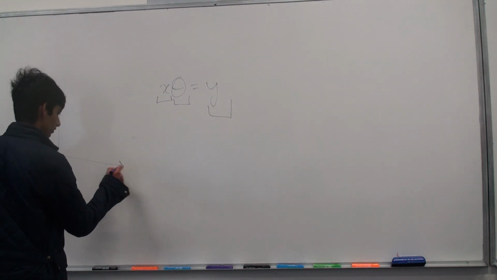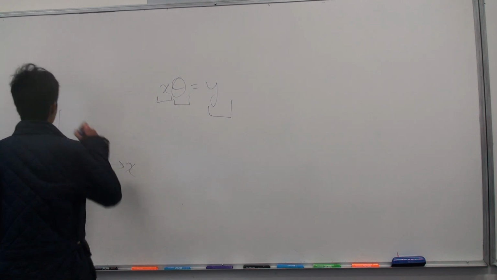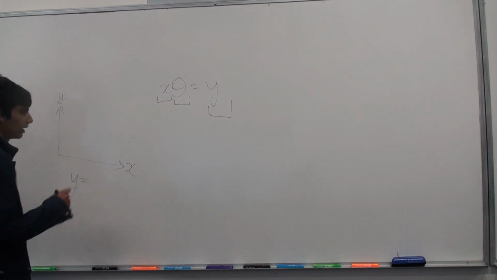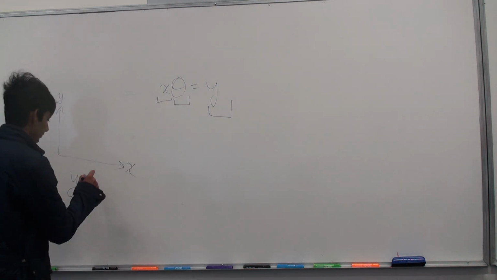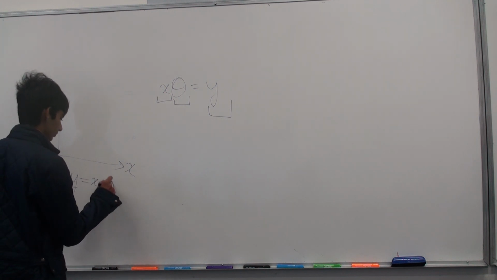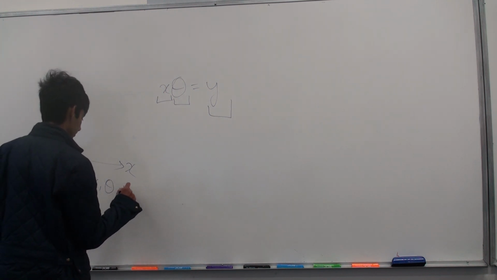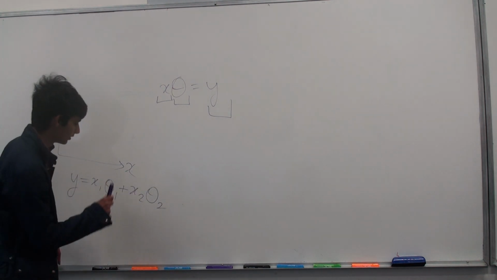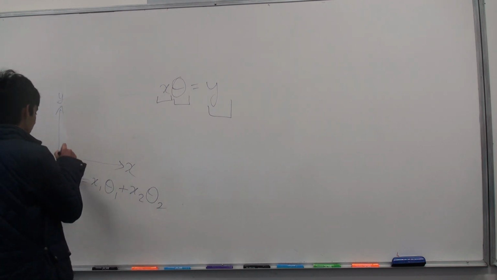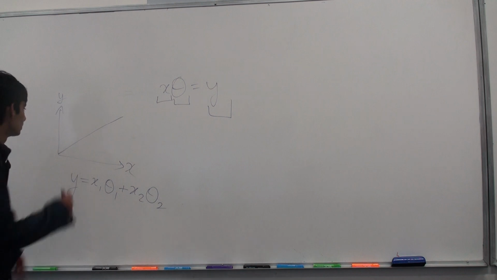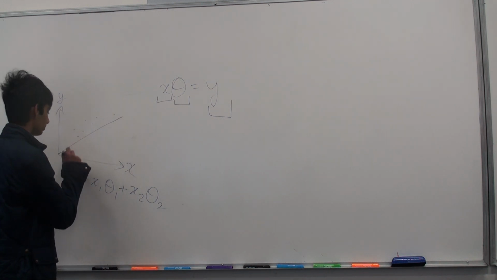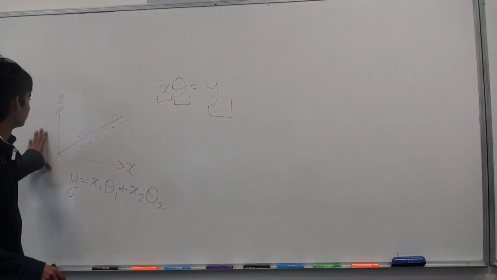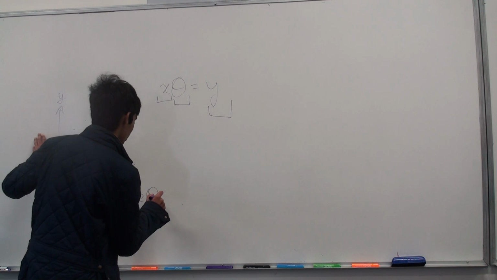So if you were to draw it on a graph, you would have x, y, and we're trying to find values theta 1 and theta 2 such that we have x1 theta 1 plus x2 theta 2. So basically we want to find our two parameters theta 1 and theta 2 which best approximate the line of best fit for the data points. So something like that.